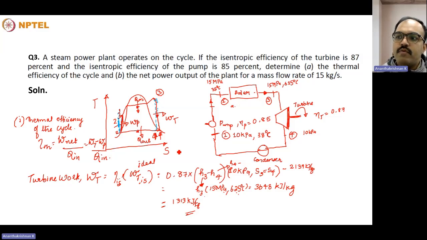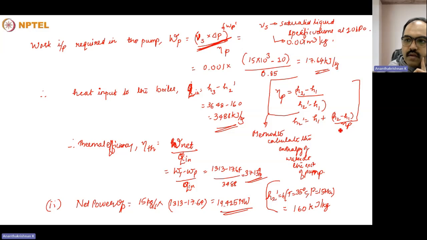So there can be multiple ways. Since the state points are given in this problem, we can straight away calculate a few entities. But if it was not given, I have also tried to explain how to calculate a few state points using the isentropic values.